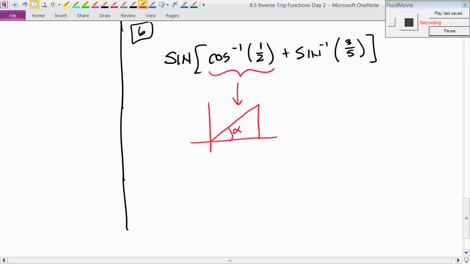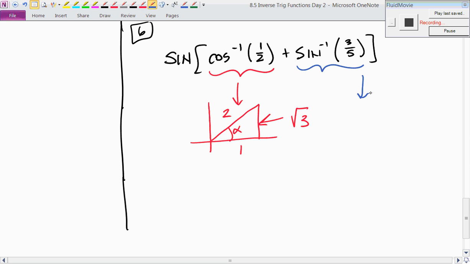What is it that I know specifically about alpha? The cosine is what? 1/2. So where does the 1 have to go? On the bottom. Adjacent. Where does the 2 have to go? Hypotenuse. Good. What does that make the third missing side? The square root of 3. Yes, 1 squared plus square root of 3 squared is 4, which is 2 squared. Okay? Good.